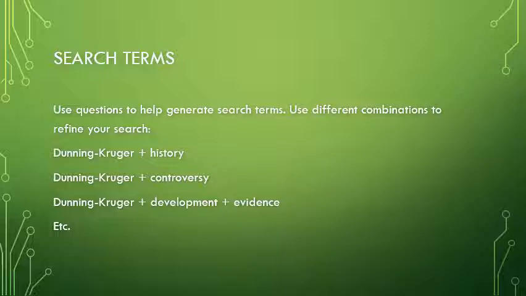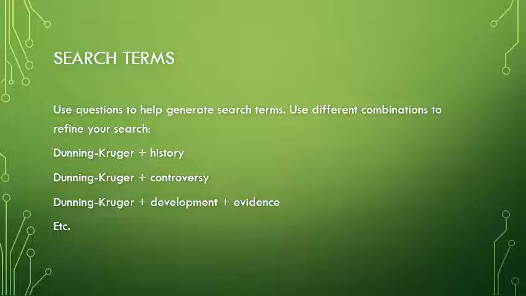I could just put in Dunning-Kruger, but that will not give me the most refined search. That'll just give me everything. If I want to find more specific information, I need to refine my search by adding different keywords. And here I've just got some very basic keywords: Dunning-Kruger plus history, Dunning-Kruger plus controversy, Dunning-Kruger plus development plus evidence. These are search terms that you could use with any topic, really. Although here, using them for Dunning-Kruger, they'll help me to narrow down.